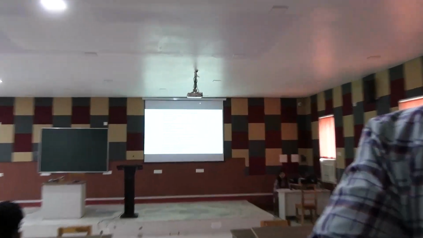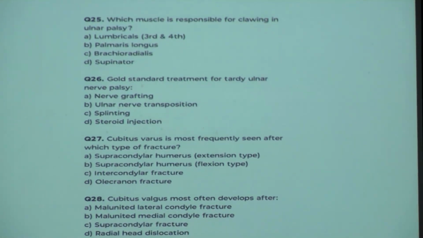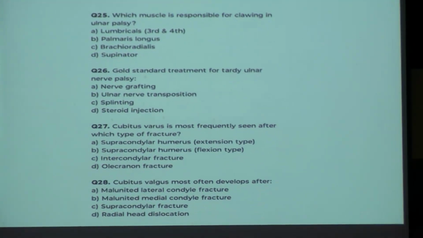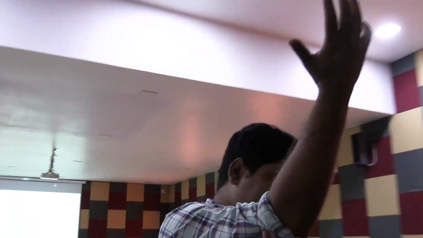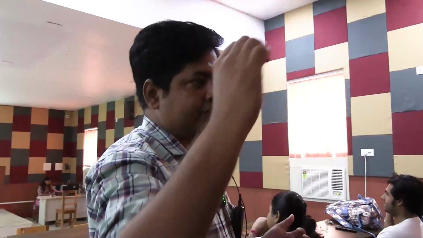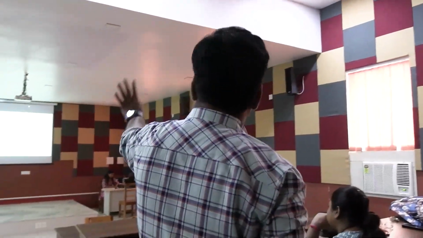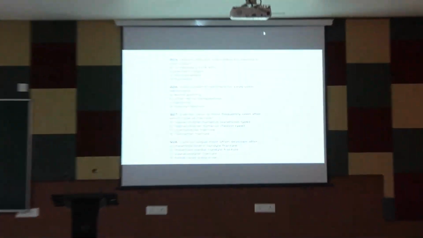Gold standard treatment of ulnar palsy. Why does tardy ulnar palsy happen? Stretching happens. The nerve is at the posterior aspect of the distal part of the humerus. You have to transpose the nerve from posterior to anterior to prevent the stretching, to decrease the nerve stretching. The answer will be ulnar nerve transposition from posterior to anterior. Okay?